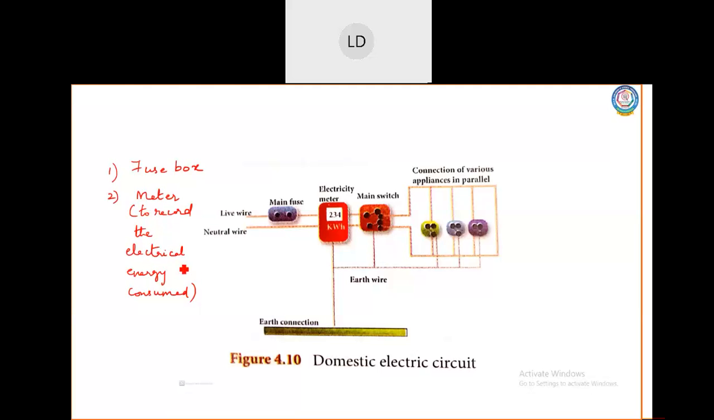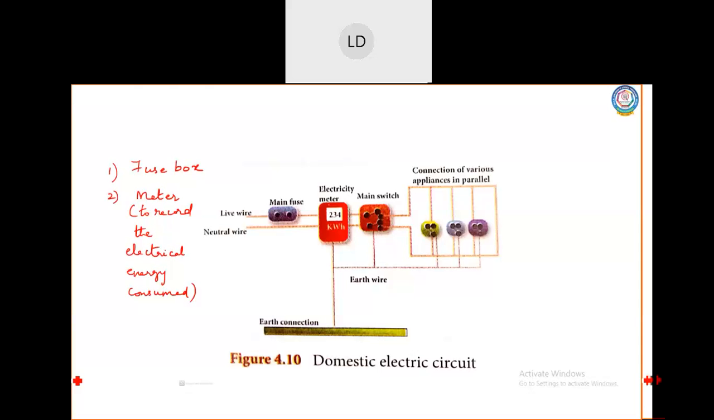Next, the fuse box. The fuse box contains a fuse wire, or nowadays we go for what is called an MCB. MCB is nothing but a miniature circuit breaker. What is the function of this fuse wire or an MCB? This is used to protect the household electrical appliances. We are going to discuss two concepts: one is overloading and the other one is short circuiting. So in order to protect the household electrical appliances, we go for a fuse wire or an MCB.